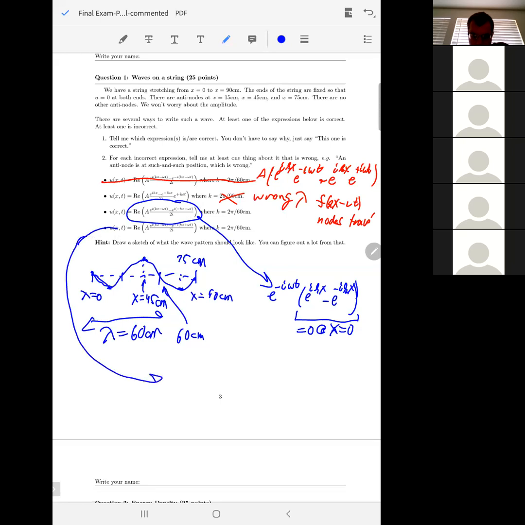This last one, although I wrote it differently, and now there's no easy way. Editing in here is not easy. There's no easy way to undo this. This one again is e to the minus i omega t times e to the i kx minus e to the minus i kx. It may not look like e to the minus i omega t because there's a plus omega t there, but it's multiplied by a negative i. And this is also equal to 0 at x equals 0. Any questions?